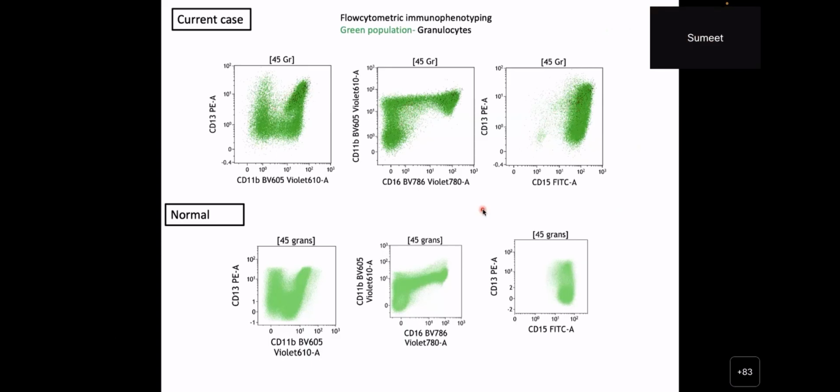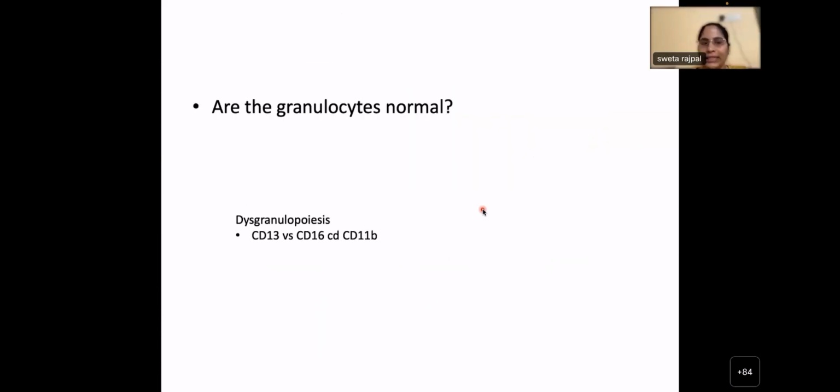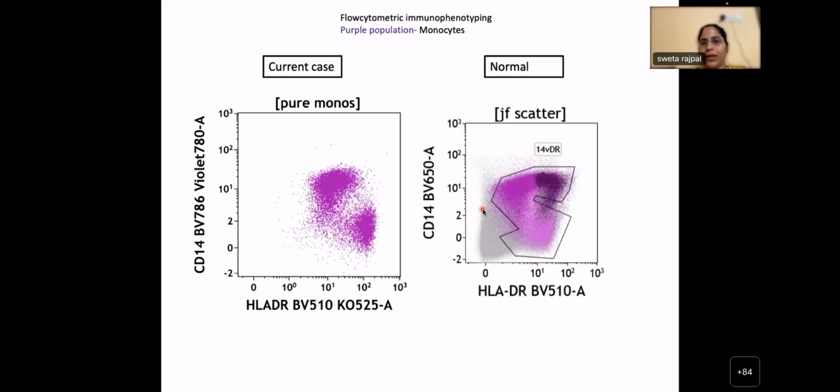Ma'am, it is showing a bit of abnormality with respect to CD11b. Okay, so now we have dysgranulopoiesis, and in dysgranulopoiesis, we have loss of pattern of 13 versus 16 versus 11b. Okay, so now if you go to the monocytes, Ruvini, would you like to comment on the current case? Why are we seeing two clusters in the monocytes here?